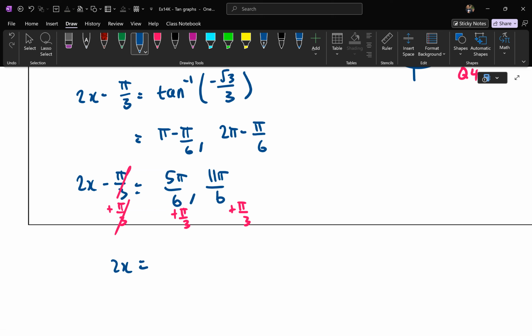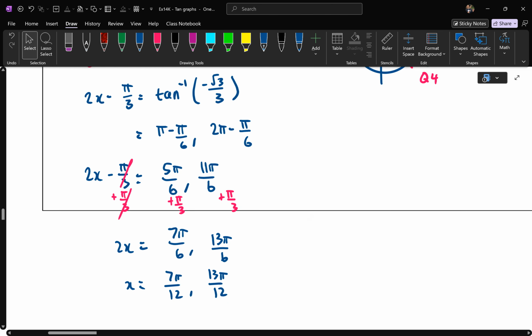5 pi on 6 plus pi on 3, times both bottom and top by 2. So that's like adding on 2. So 7 pi on 6, and you get 13 pi on 6. Divide everything by 2. You get 7 pi on 12, and you get 13 pi on 12. And this is one of the beauties of keeping your scale out of 12s. You'll generally capture all of the possibilities.